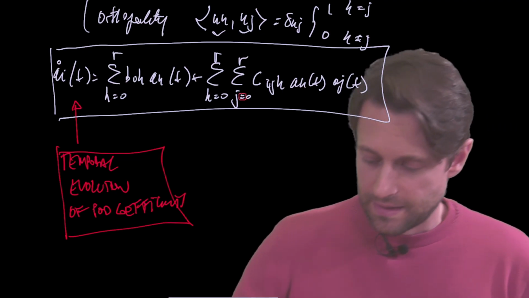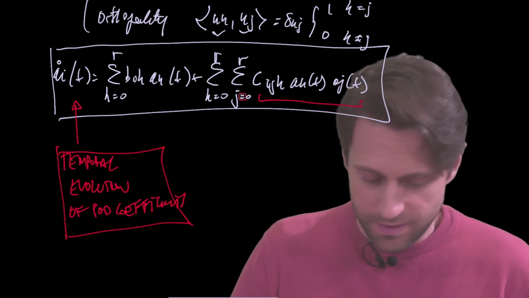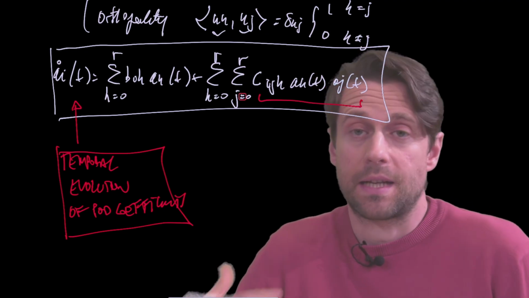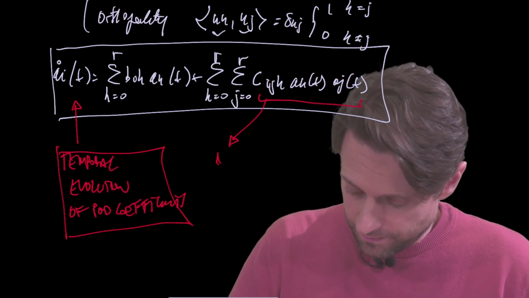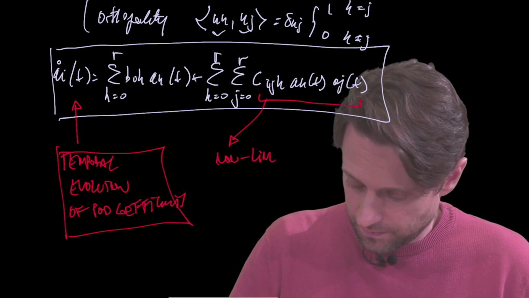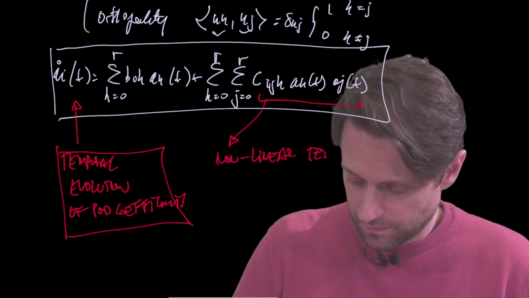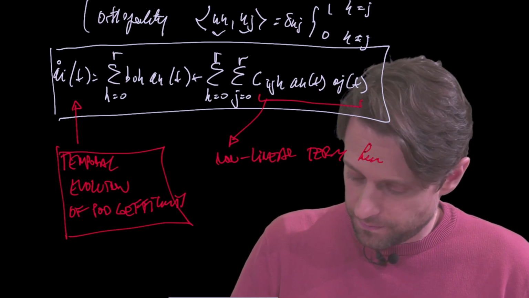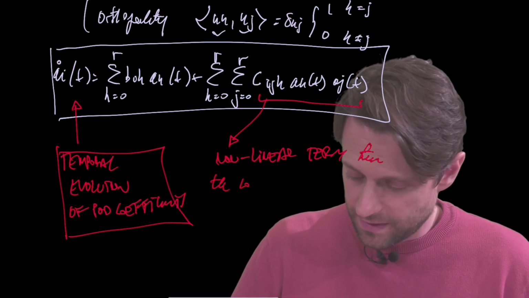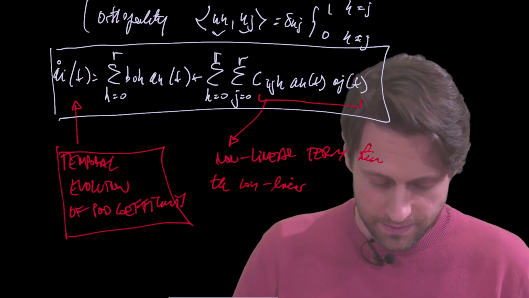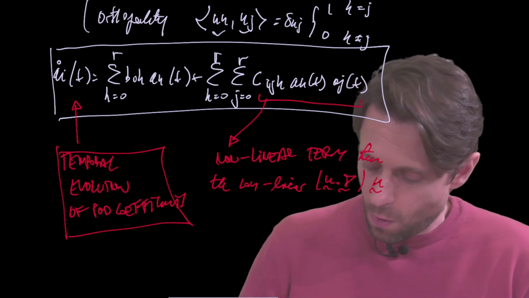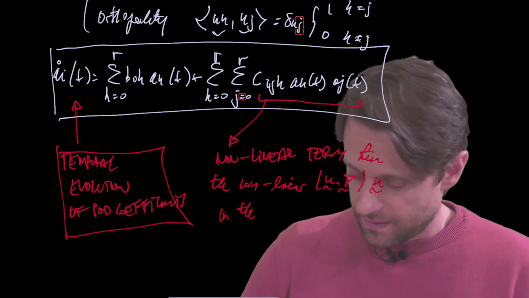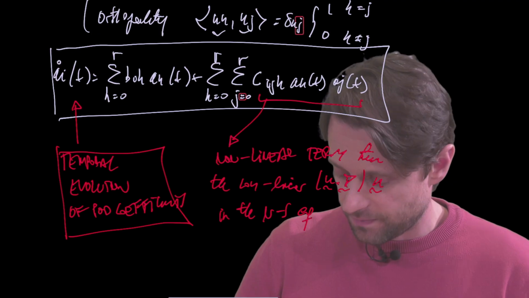Okay, and this one over here, this is basically a nonlinear term that comes from the nonlinear term of the governing equations. So this is the nonlinear term from the nonlinear u dot nabla u in the Navier Stokes equations.